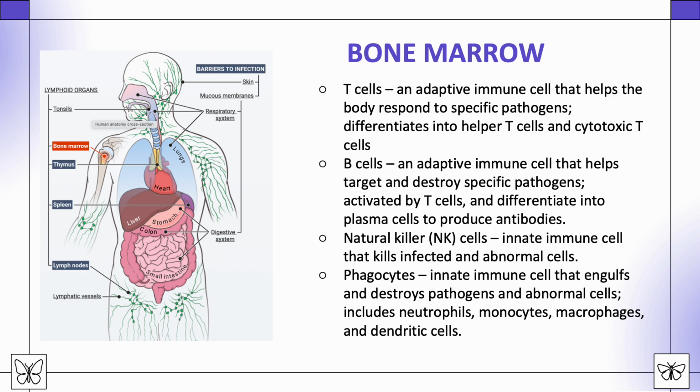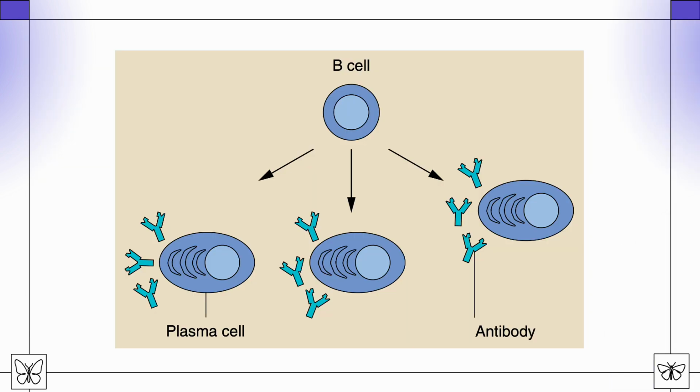The natural killer cells are innate immune cells that kill infected and abnormal cells. Phagocytes are innate immune cells that engulf and destroy pathogens and abnormal cells. So the phagocytes include neutrophils, monocytes, macrophages, and dendritic cells. Here, the B cells work chiefly by secreting substances called antibodies into the body's fluids, which we will discuss more later.